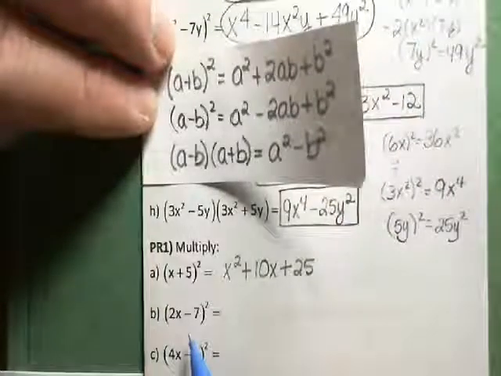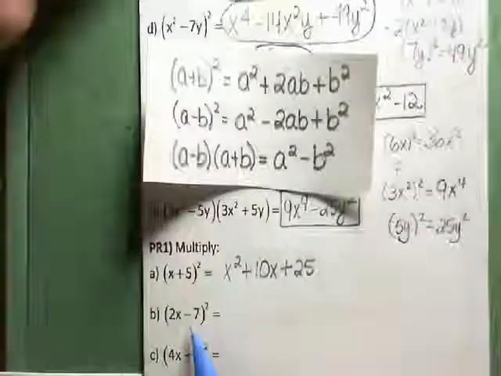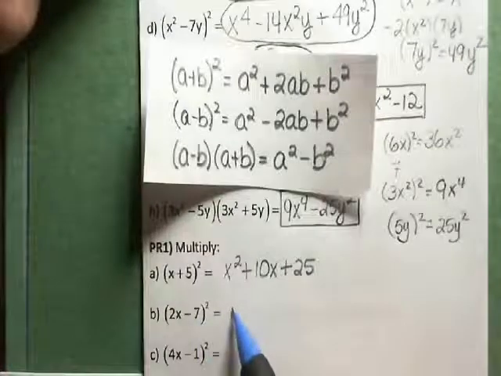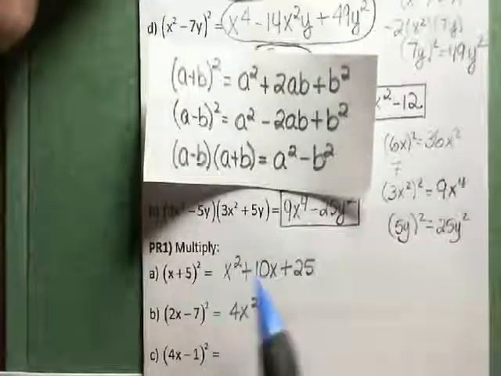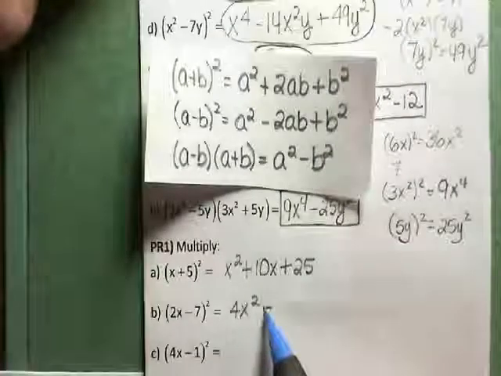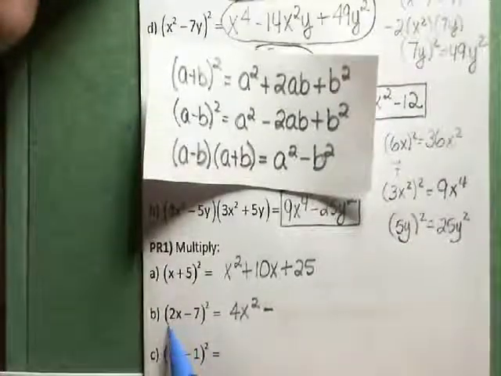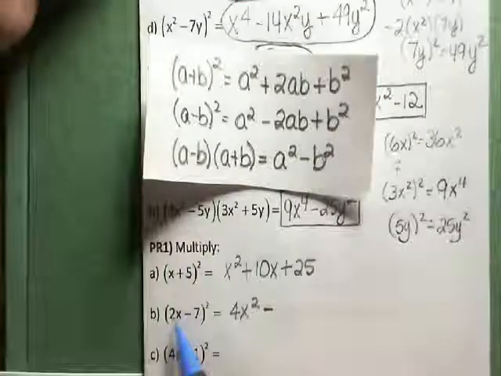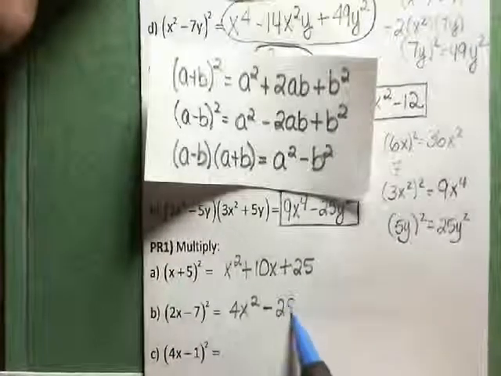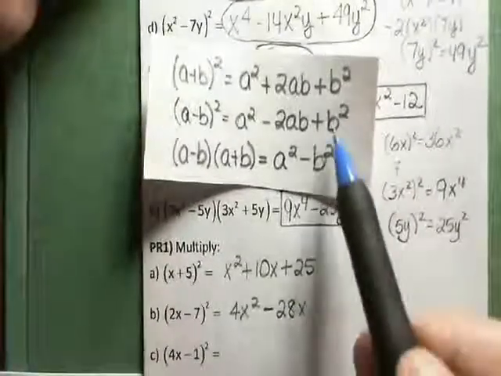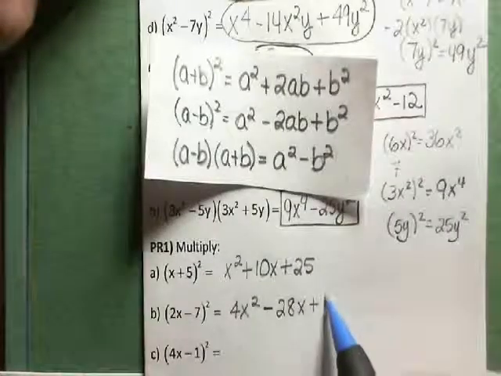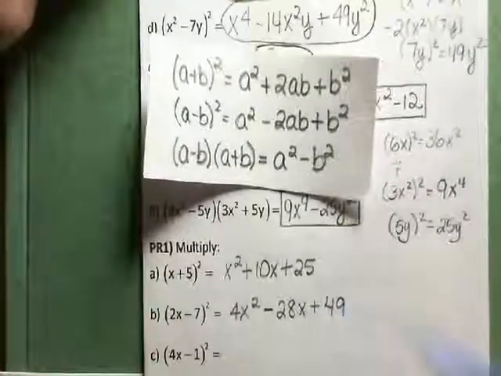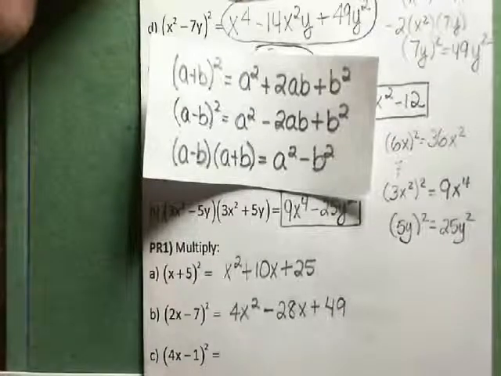And basically I'll be using the second formula now. So take the first one and you square it, it becomes 4x squared. And then we're going to put a negative because there's a negative there. So 2 times 2x is 4x. 4x times 7 is 28x. And then we do plus the second one. Second one has to be 7. So 7 squared is 49. So that will be my answer for that one.